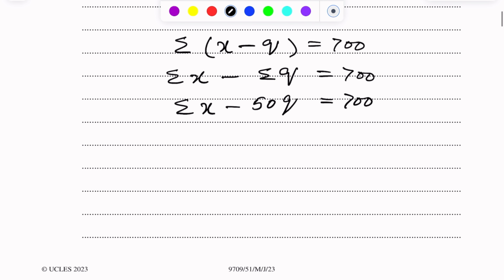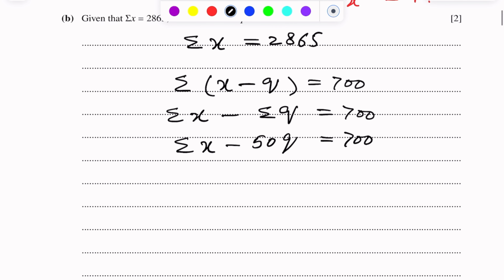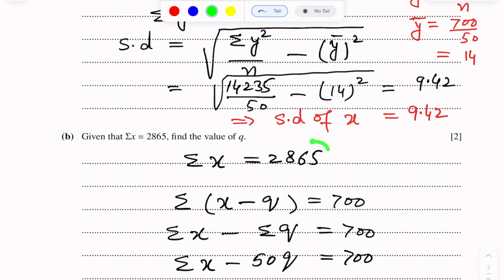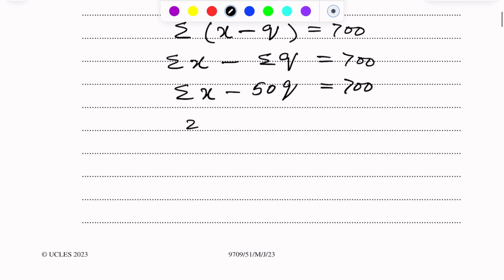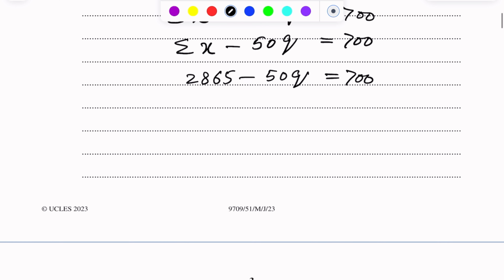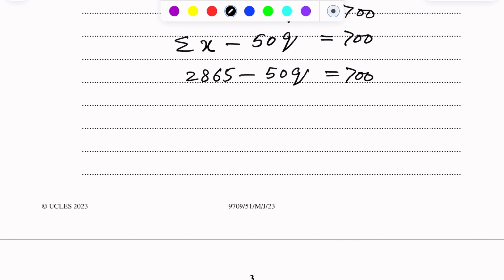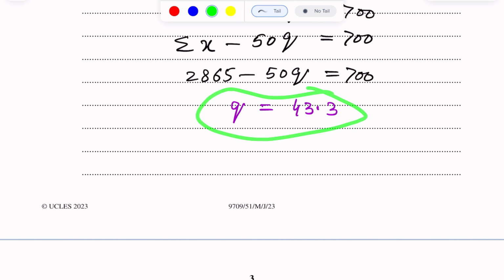From here we can find the value of q. Summation x is also given, that is 2865. Putting here the value of summation x, we get 2865 minus 50q is equal to 700, and from here we can take the value of q, that is 43.3, correct to 3 significant figures. This is the answer.